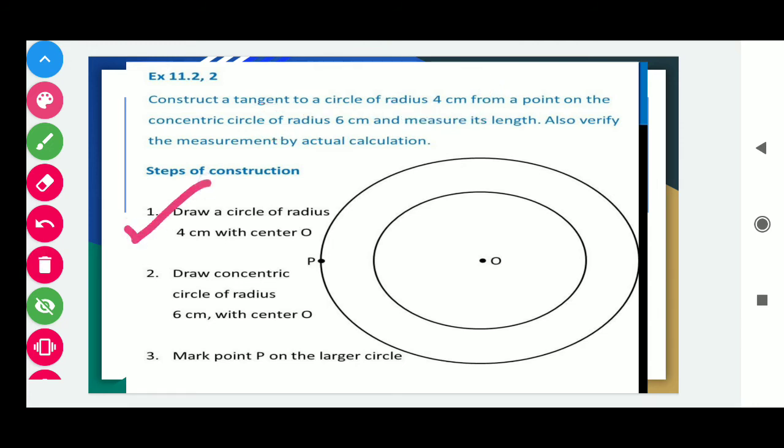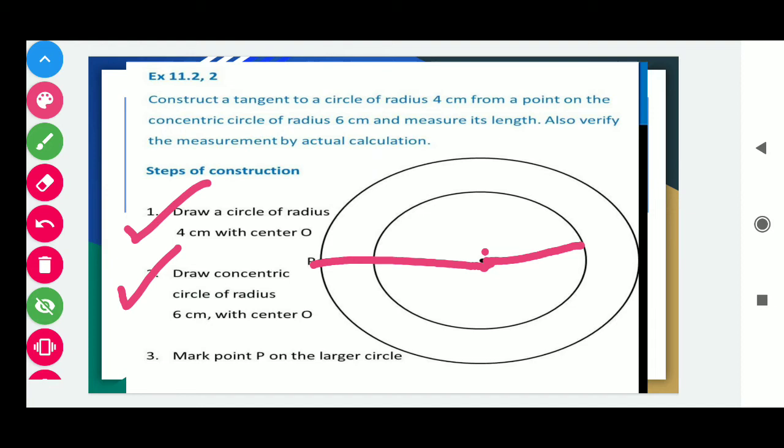First, draw a circle of radius 4 cm with center O. You can see here O is the center, and by taking the radius 4 cm, draw a circle. And another circle we have to draw of radius 6 cm by taking the same center. Okay, this is the second step. Draw a concentric circle of radius 6 cm with center O.